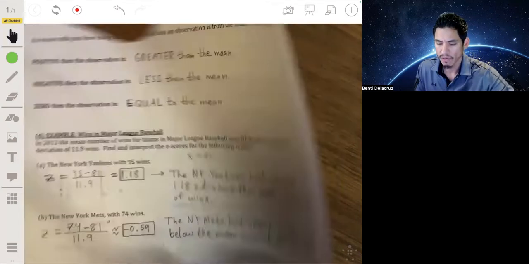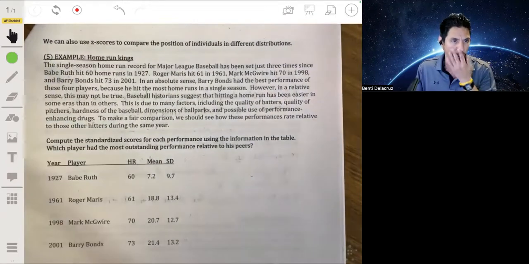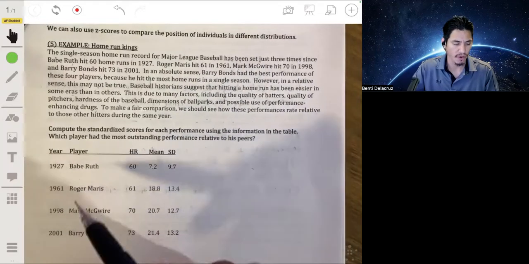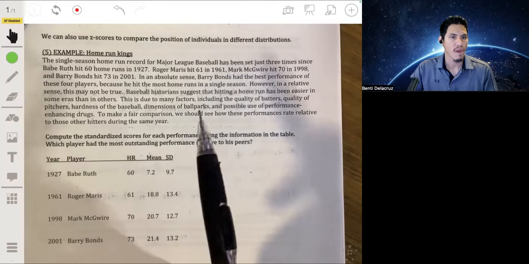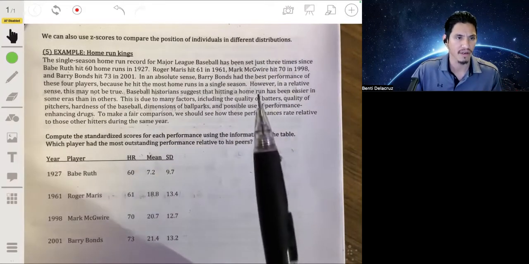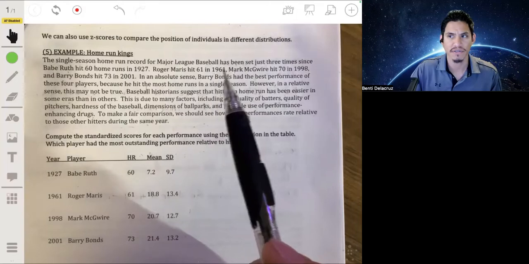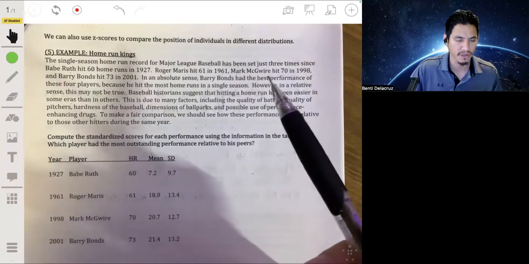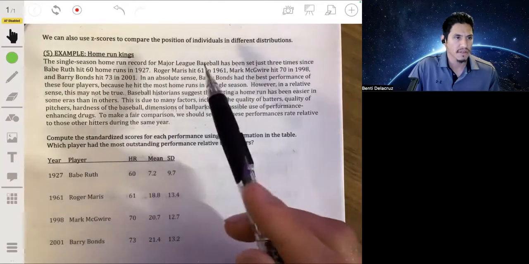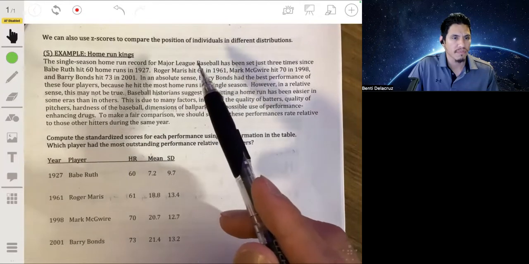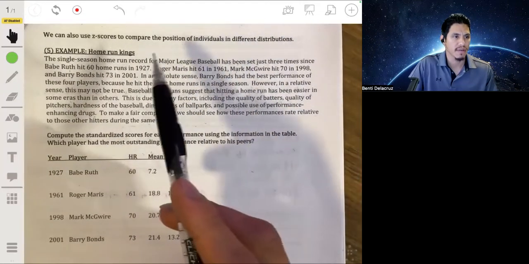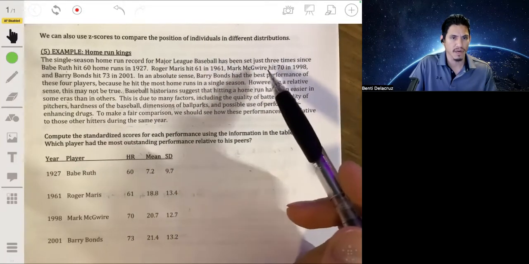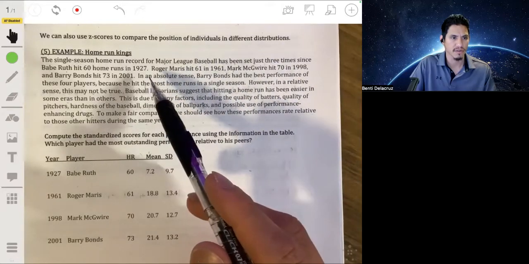So let's look at one more problem. And again, this is real data. In here, we're going to compare 4 baseball players. If you haven't caught on, in baseball, statistics are used a lot, so you're going to see a lot of problems dealing with baseball, because it's a sport that really relies on statistics. So here it says that the single season home run record for Major League Baseball was set just 3 times since Babe Ruth hit 60 home runs in 1927. Roger Maris hit 61 in 1961, Mark McGwire hit 70 in 1998, and Barry Bonds hit 73 in 2001.